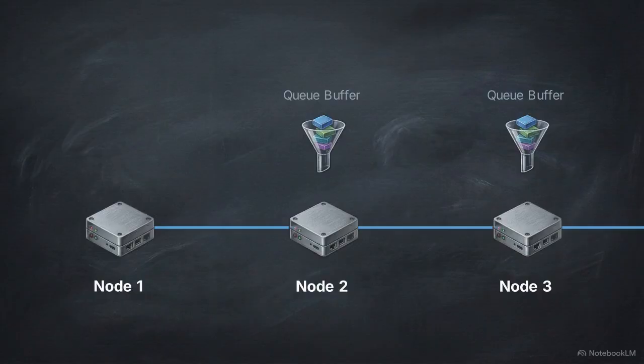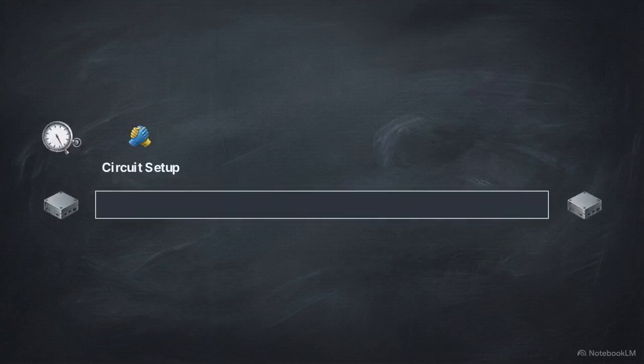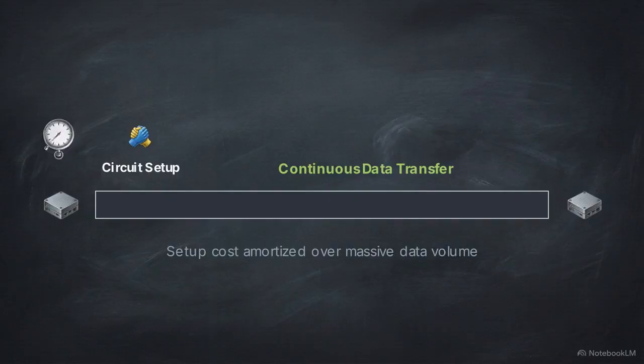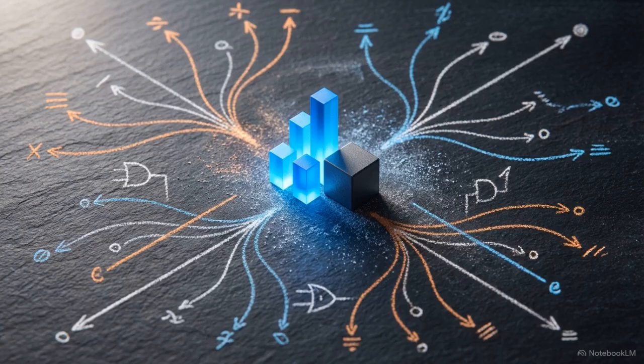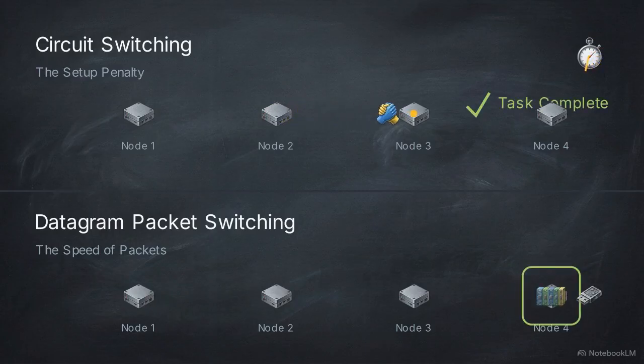For massive, continuous files, circuit switching is mathematically faster. The heavy initial setup delay is amortized over the course of a rapid, continuous transfer with zero queuing interruptions. But for very small, bursty transmissions, datagram packet switching wins. The entire data payload can be packetized, transmitted, and received in less time than it takes a circuit switch to process the call request and call accept signals.